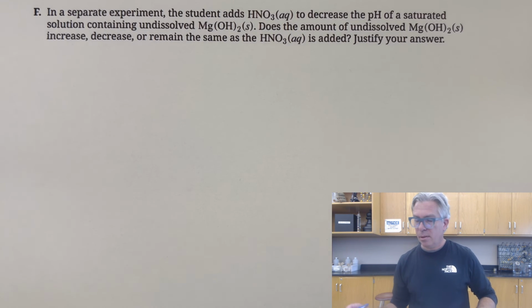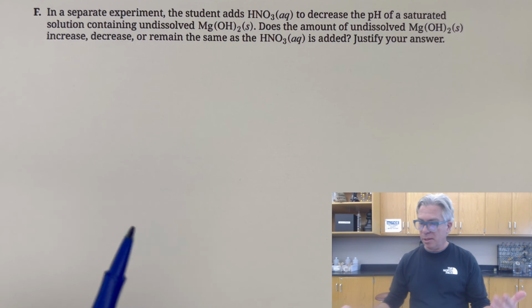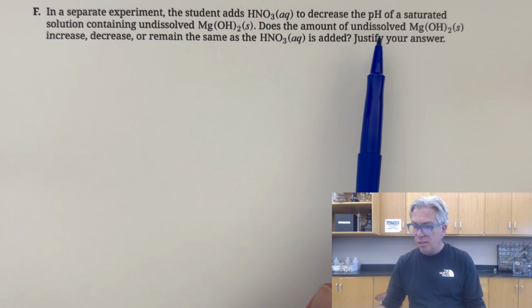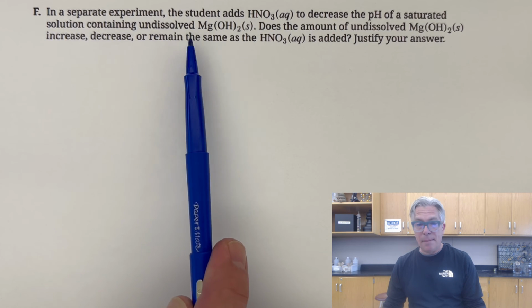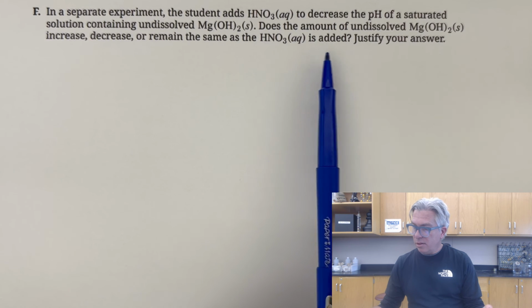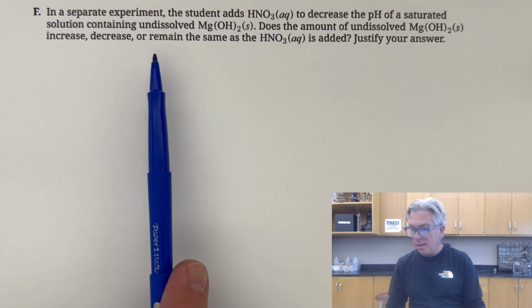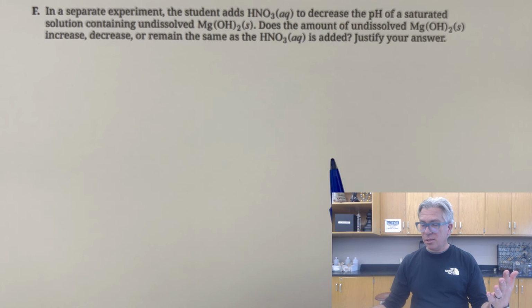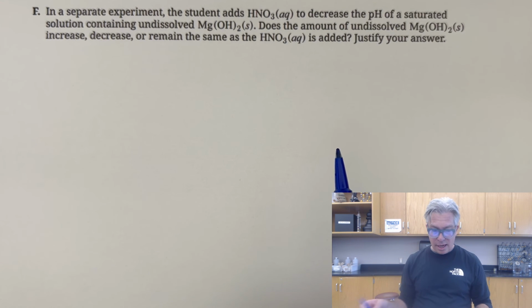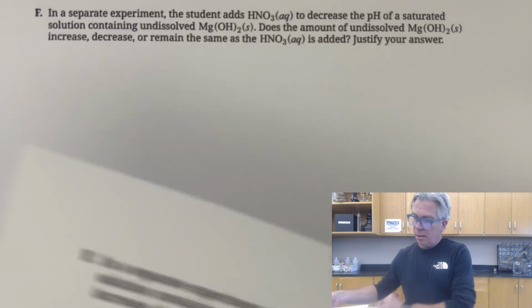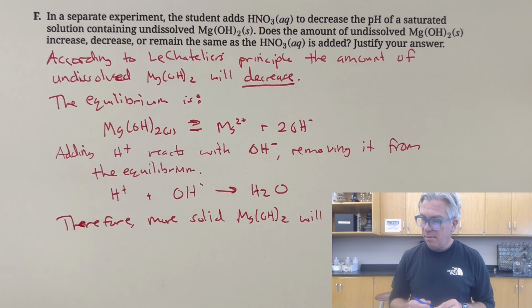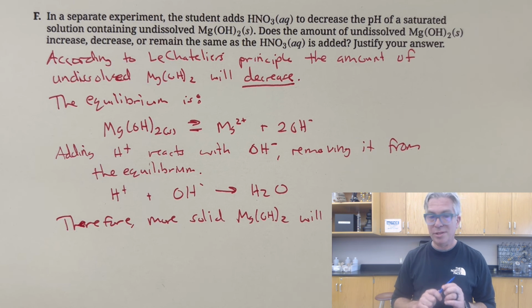And then we get to this last question, which validates, I think, what I came up with. In a separate experiment, the student adds HNO3 to decrease the pH of a saturated solution containing an undissolved magnesium hydroxide. Does the amount of undissolved MgOH2 increase, decrease, or remain the same as the HNO3 is added? And we have to justify our answer as we usually do. It doesn't tell us with a calculation or anything like that. I did provide a quick little couple of chemical equations. So according to Le Chatelier's principle, the amount of undissolved magnesium hydroxide will decrease.